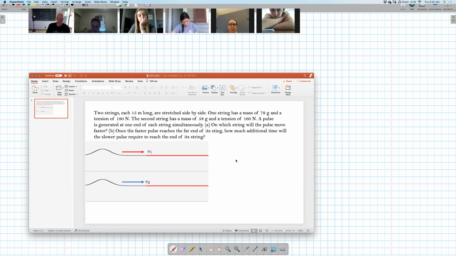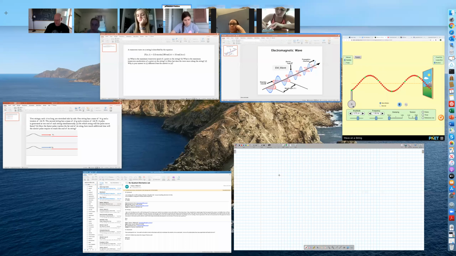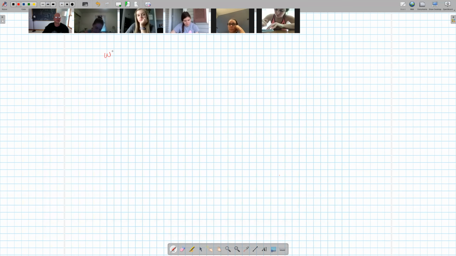Okay, so again, they're both 15 meters long. First one is 78 grams with 180 newtons worth of tension. The second one then is 58 grams with 160 newtons. So again, basically what we want to know is which pulse wins. Who's faster? Is it going to be wave 1 or wave 2? Which one reaches the end faster?